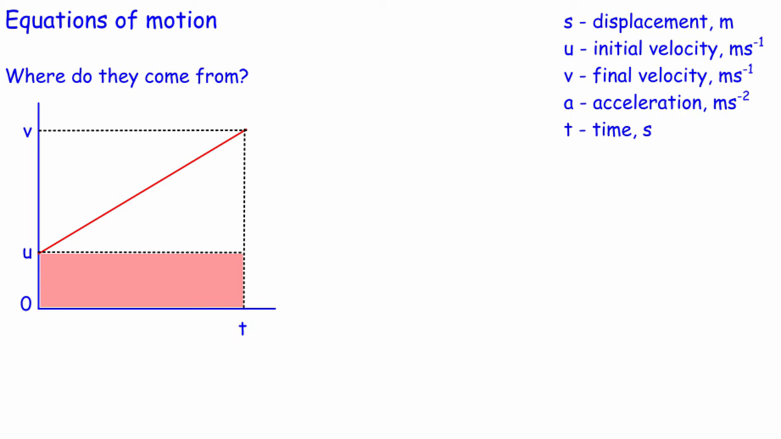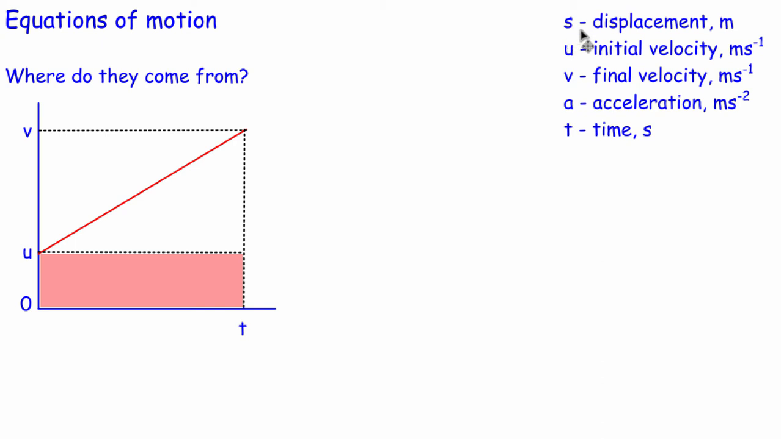Today we're looking at equations of motion, which is sometimes just known as SUVAT. When we look at equations of motion, there are four different equations that we can use to work out, for example, displacement or velocities or accelerations or times. There are five symbols that we need to know about that are in these equations.